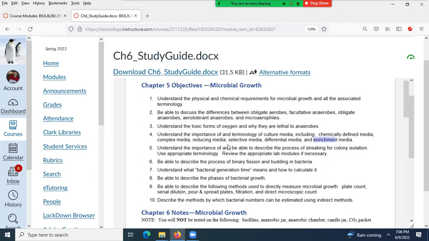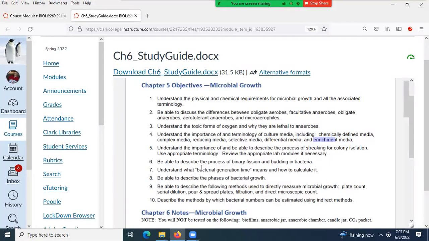And I guess I should mention there's one other type of media that's not on here, and it's a general purpose media. And its purpose is just to grow bacteria cheaply. No selection. All right, understand the importance and be able to describe the process of streaking for colony isolation, getting isolated colonies, and then using that by doing it twice to get pure cultures. Understand the appropriate terminology.